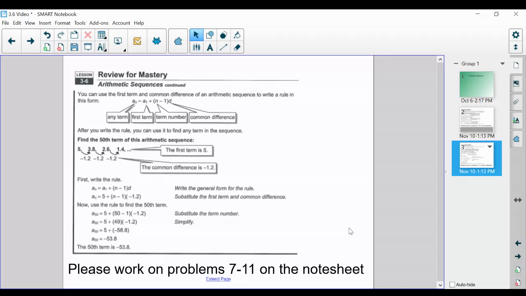With that in mind, please work on problems 7, 8, 9, 10, and 11 on the guide note sheet. Please jot down any questions that you have, and have a great day.